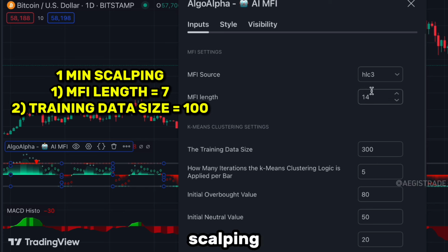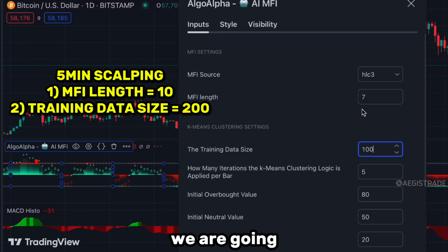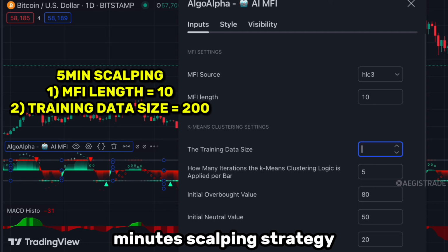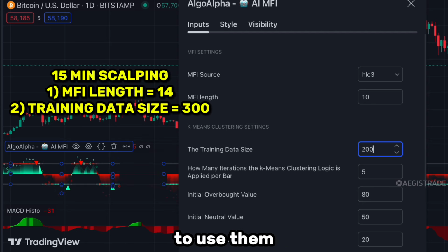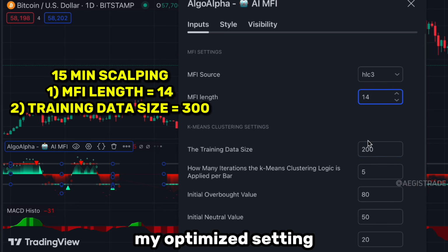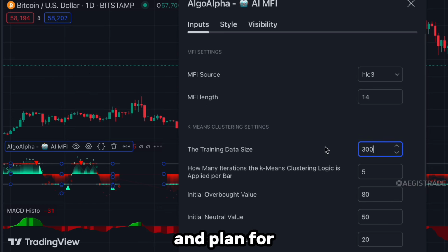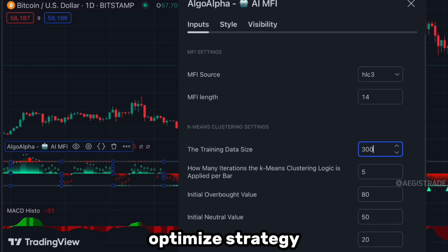For 1-minute scalping, we are going to use MFI length of 7, training data size of 100. While for 5-minute scalping strategy, we are going to use MFI length of 10, the training data size of 200. Meanwhile, for 15-minute scalping strategy, we are going to use the MFI length of 14, the training data size of 300. Basically, these are my optimized settings based on my different time frames. You can take them as reference and plan for your own time frame based on your optimized strategy.